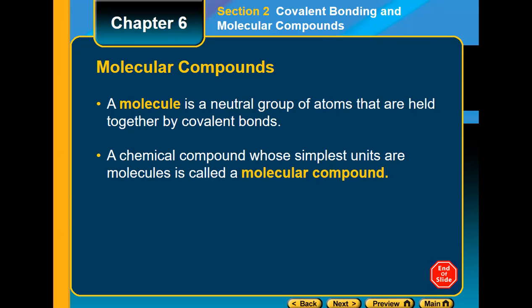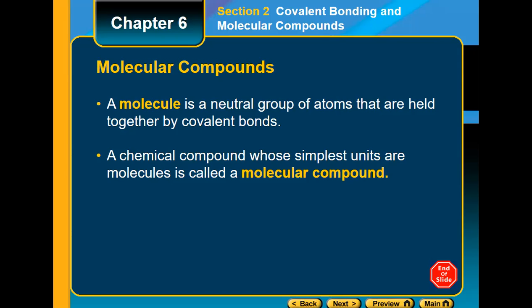For example, water. Water is made of H2O. Two hydrogen atoms are bonded to one oxygen atom by two single covalent bonds. In this case, the smallest unit of water, which keeps the properties of water, is one molecule of water, H2O. I can't break it down anymore, because if I break it further, it will separate into hydrogen and oxygen, and they will turn into other substances. To keep the properties of water, there must be at least two hydrogen atoms bonded by covalent bonds with one oxygen atom. So we call this a molecular compound. The compounds whose simplest units are molecules, we call molecular compounds.